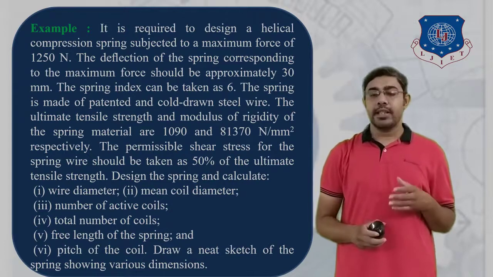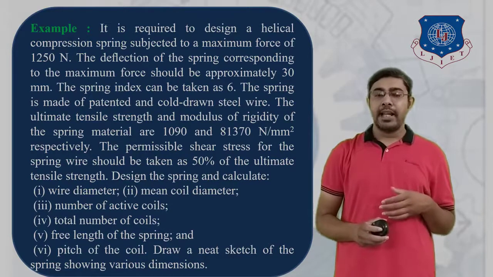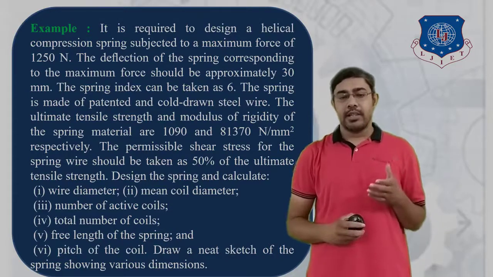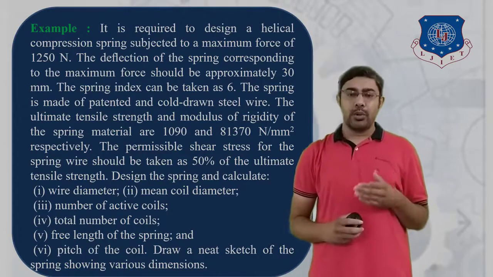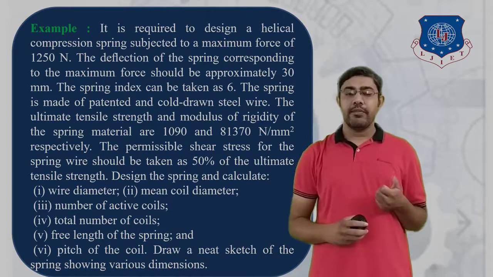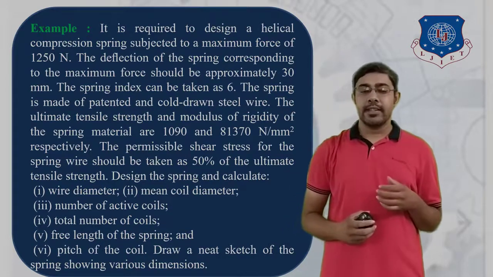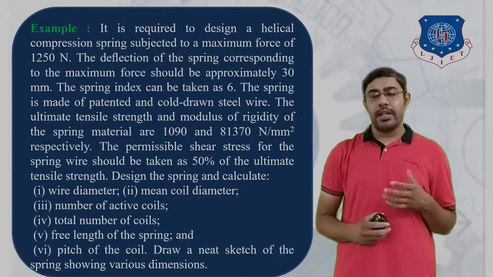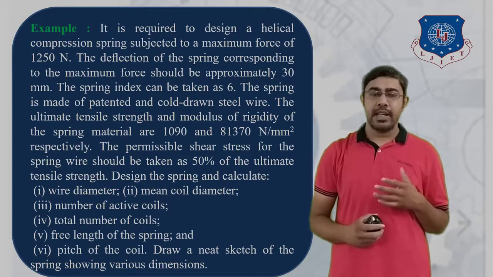Now design the spring and calculate first the wire diameter, second the mean diameter, third the number of active coils, fourth the total number of coils, fifth the free length of the spring, and sixth the pitch of the coil. Also you have to draw a neat sketch of the spring showing various dimensions.